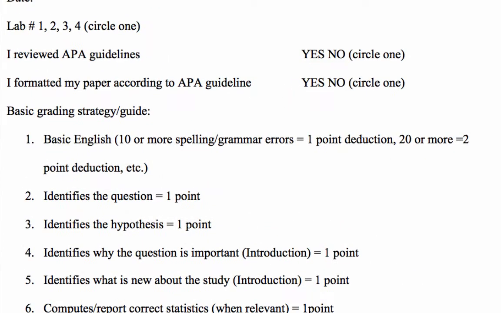The first aspect considered when grading the papers is the writer's use of basic English. As noted, 10 or more spelling or grammatical errors will result in a 1-point deduction. 20 or more errors will result in a 2-point deduction, etc.